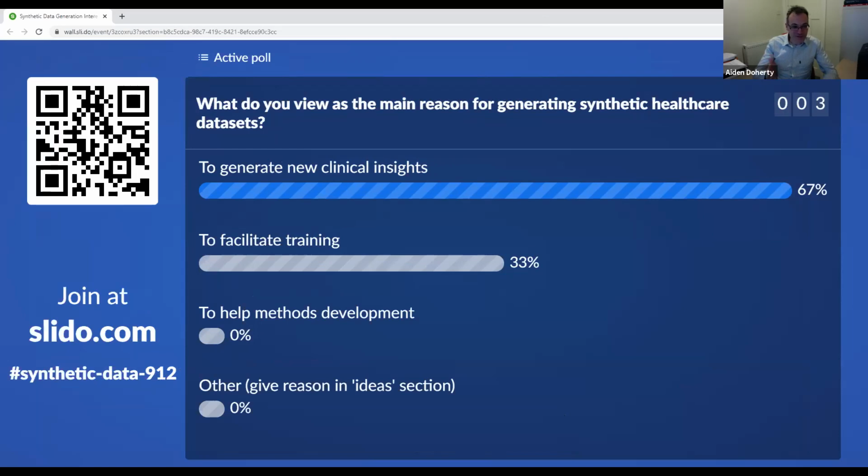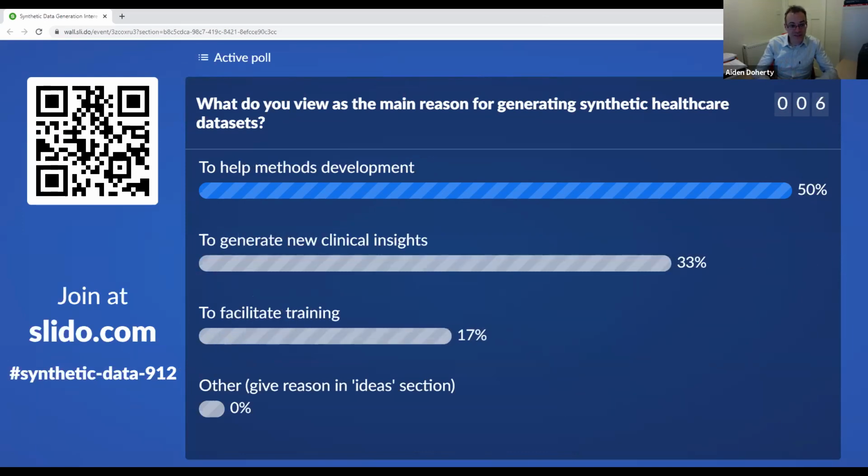Actually, I haven't, because she's very ready, as always, because we were very keen to ask the participants and you, the attendees, if you could perhaps log on to Slido again, because we're very keen to find out what you view as one of the main reasons for generating synthetic healthcare data sets, whether it's to generate new clinical insights or to facilitate training or to help methods development. And Peter, I'd be quite keen to hear what your view might be on this too. Or actually, perhaps don't give your answer yet, because I don't want you to influence the results here.